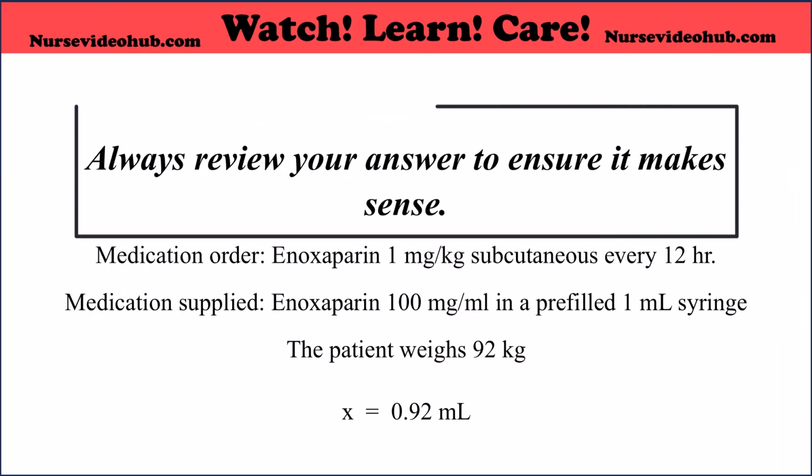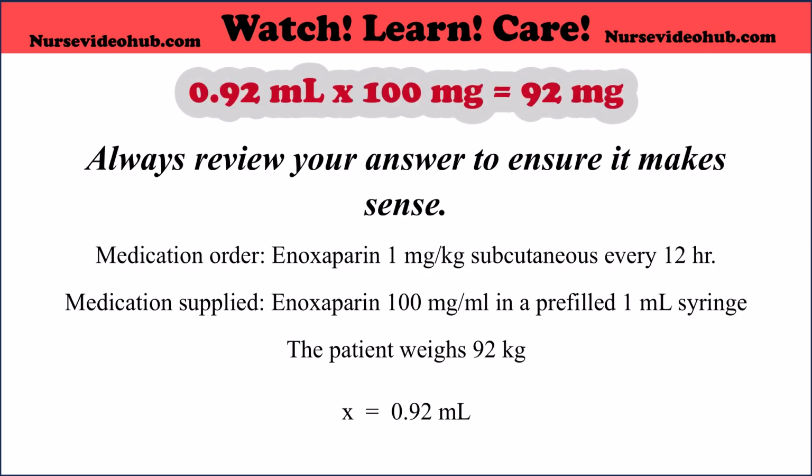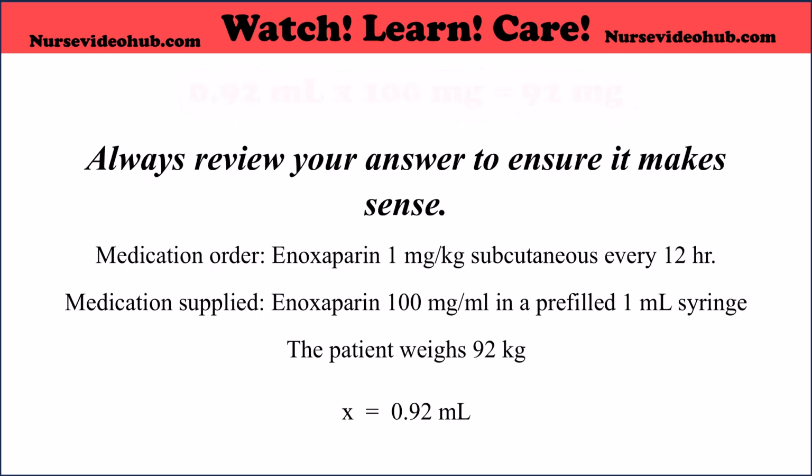Always review your answer to ensure it makes sense. The reverse method is to multiply the amount to be administered, 0.92 milliliters, by the concentration available, 100 milligrams, which equals the prescribed dosage, 92 milligrams.